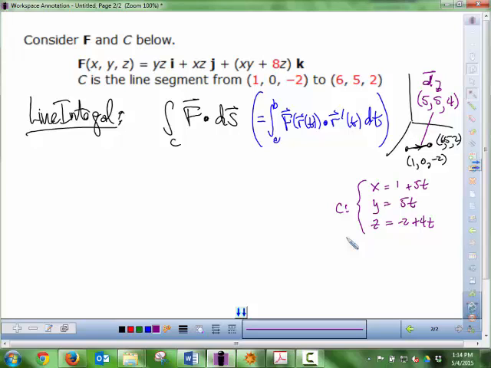Now we want to find the differentials, the derivatives of these things, to find r prime of t. So let's find x prime, y prime, and z prime. And because this is a line segment, it shouldn't be too hard. You have 5 dt for the first one, 5 dt for the second one, and 4 dt for the third one.